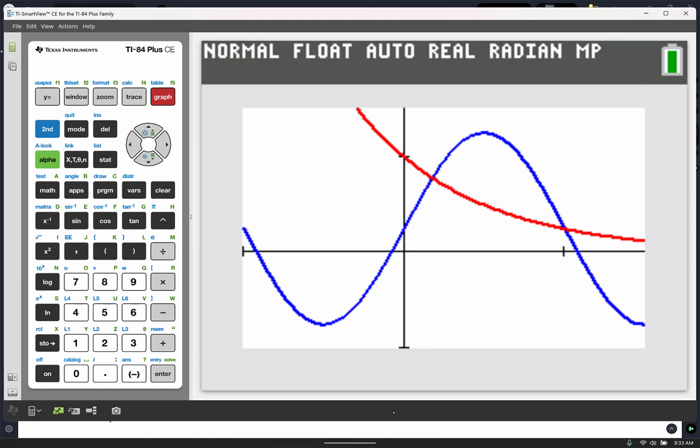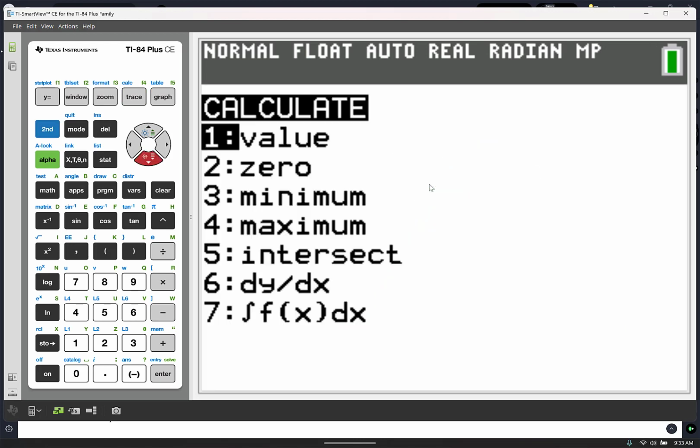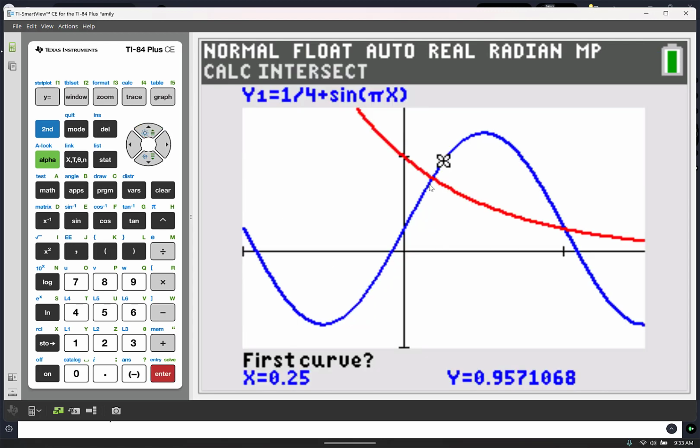Force it to stop, push enter, and then push on to break it. And there it is. It's not the best, but it looks pretty good to me. I want that intersection right there. So I'm going to go second, calculate number 5, enter, enter, and then go to the close one you want. It needs to say the word intersection.